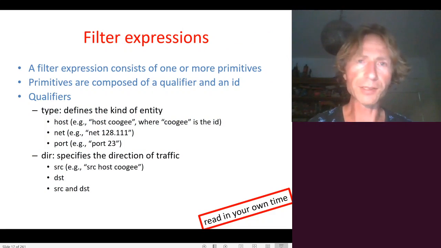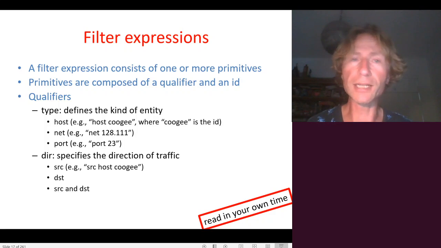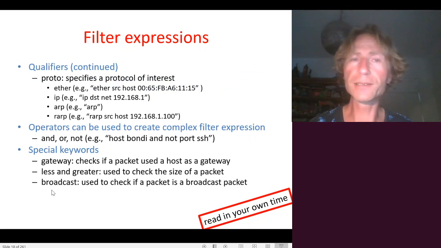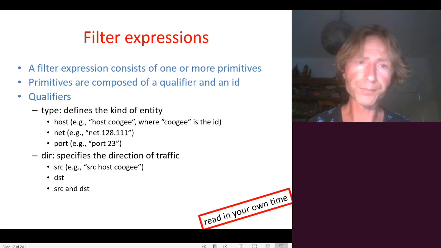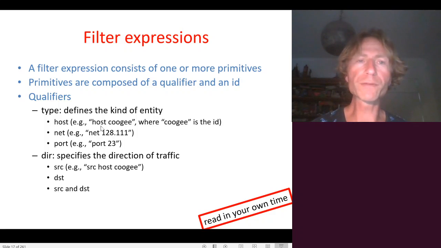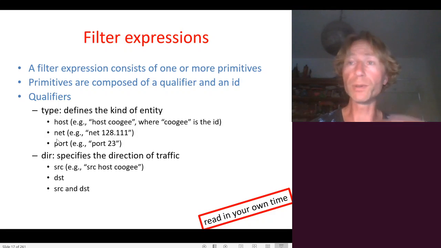Now, let's have a look at some components of these expressions. All of the expressions consist of a number of primitives that consist of a qualifier and an identifier. The qualifiers can be a type, a direction, and a protocol. A type will basically tell you what kind of entity you're interested in. For instance, a host. In this case, we're interested in the traffic to and from the host Kuji. Or we're interested in the traffic to and from a particular network, or to and from a particular port.